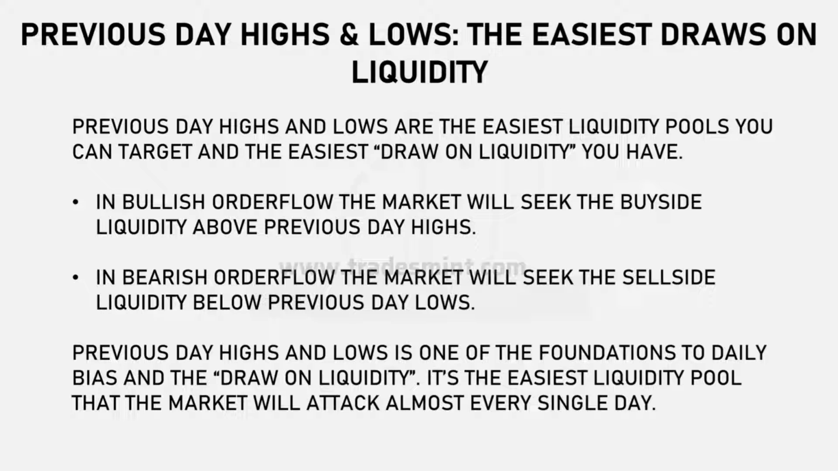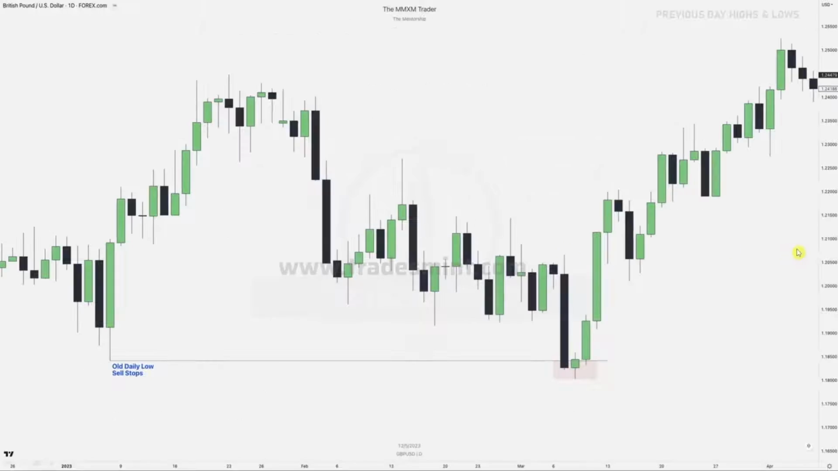Previous day's highs and lows is one of the foundations to daily bias and the draw on liquidity. It's the easiest liquidity pool the market will attack almost every single day. So now let's look at this next chart. We've got a daily chart for GBP/USD. Now we can see an old daily low over here, where sell stops have been liquidated. So our higher time frame target has been hit over here.